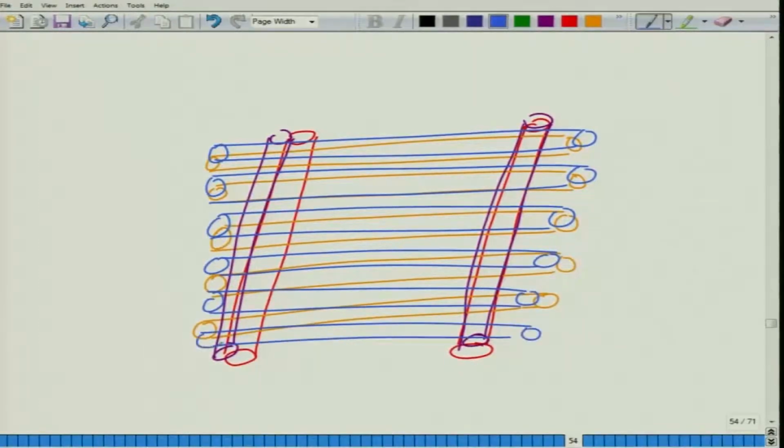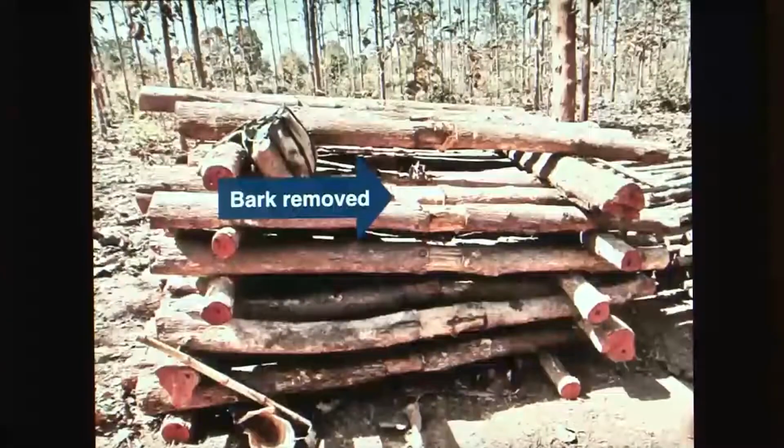Now, why do we make such an arrangement? If we look at the picture on the slide, the bottommost layer consists of only 2 logs. So, there are only 2 logs that are having a contact with the ground. Suppose your ground were wet, suppose it had termites, they would only be able to infest the bottom 2 logs and not all the logs in your stack. Then you have a layer of logs kept on top of it, followed by again 2 spacer logs.